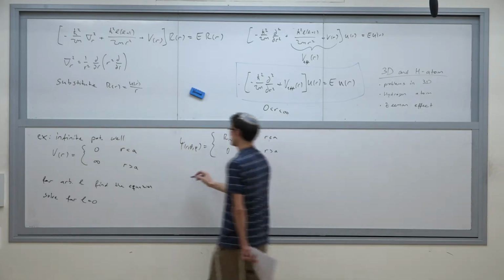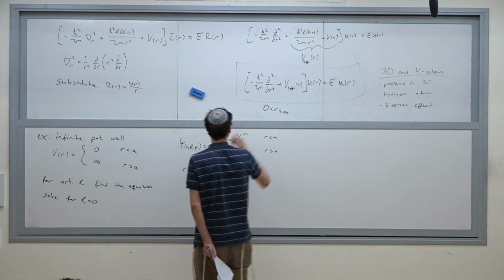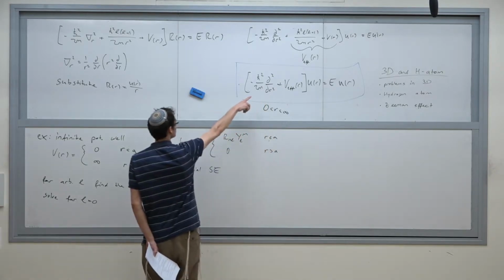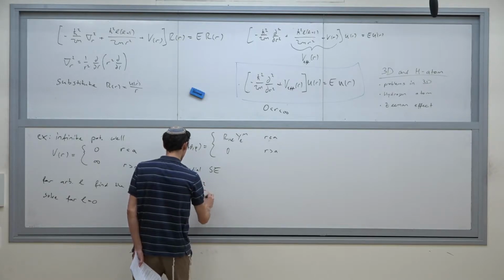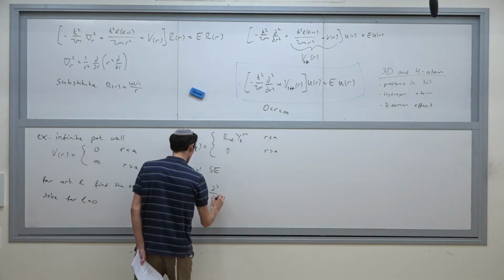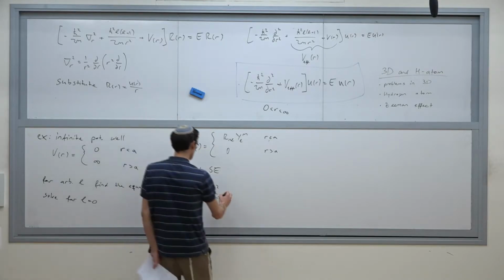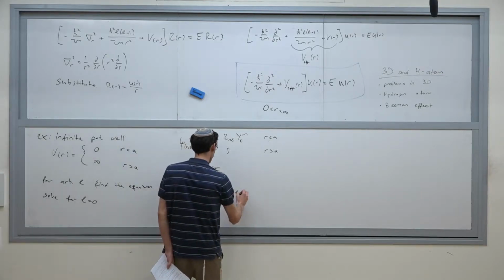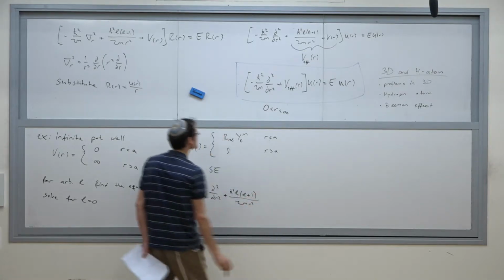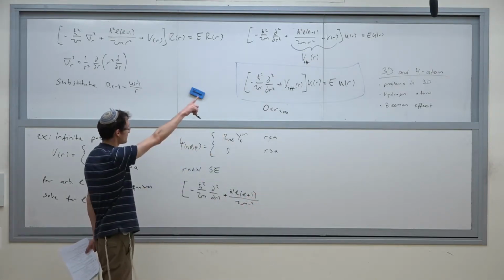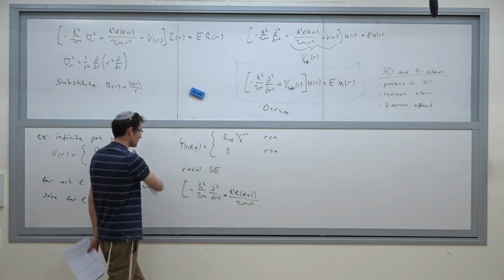So the radial Schrödinger equation for this problem, just looking up here: minus h bar squared over 2m times the second derivative with respect to r, plus V effective. Now V effective has this first term, which is the angular momentum. And then there's another term, which is the potential. I only have to solve inside, and inside the potential is 0, so this is it.